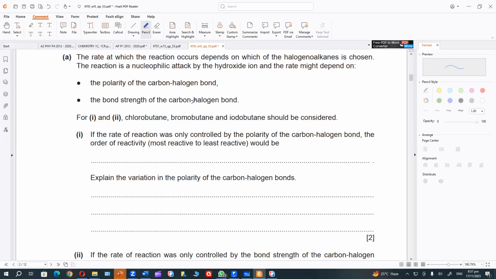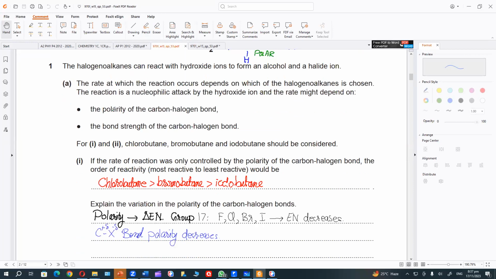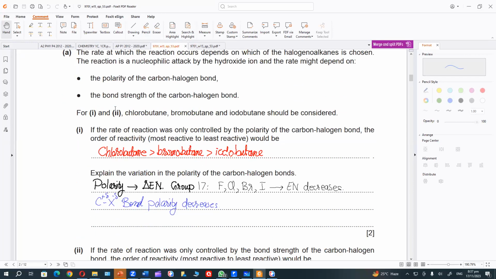Explain the variation in the polarity of the carbon halogen bond. This variation is coming from the idea that down the group electronegativity decreases. Polarity depends upon electronegativity difference. So fluorine is the most electronegative, then chlorine, then bromine. So in terms of polarity, the polarity of the bond decreases. Why? Because electronegativity decreases.